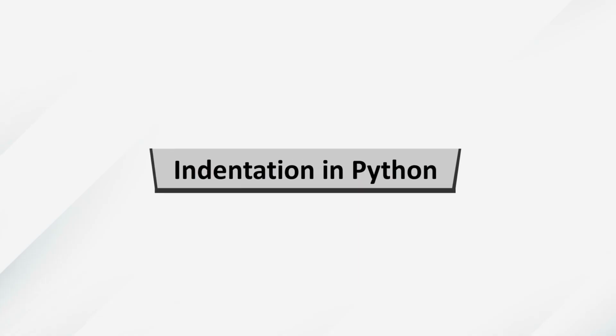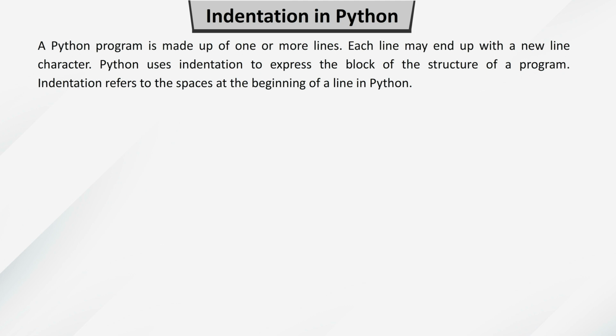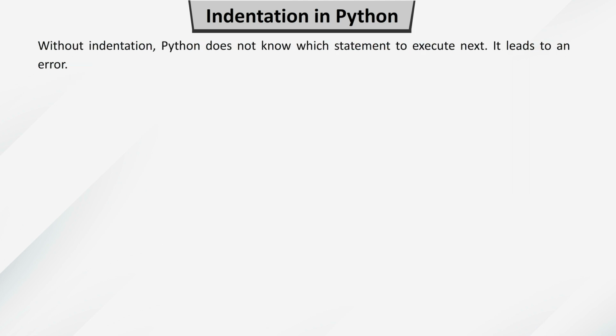Indentation in Python. A Python program is made up of one or more lines. Each line may end with a new line character. Python uses indentation to express the block structure of a program. Indentation refers to the spaces at the beginning of a line in Python. Without indentation, Python does not know which statement to execute next. It leads to an error.